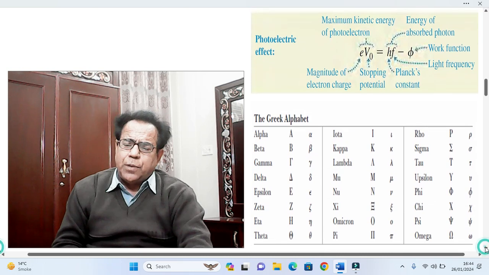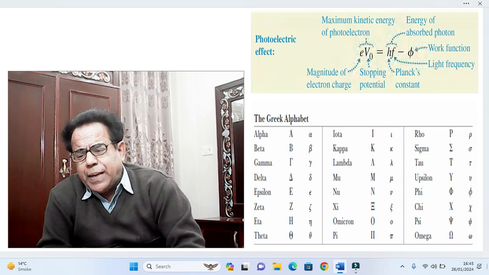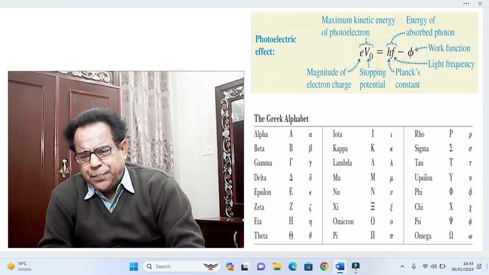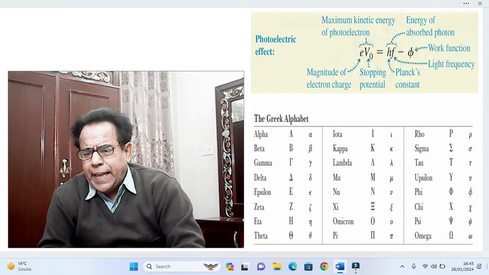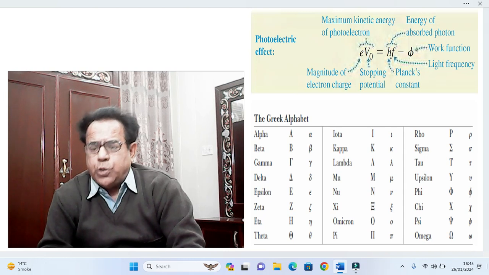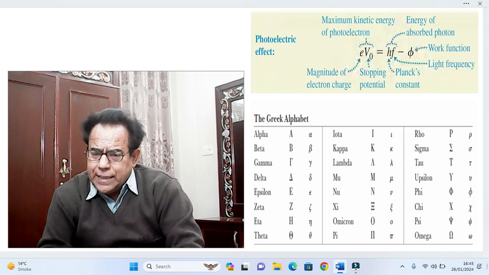The next snapshot is about the photoelectric effect. eV naught is equal to hf minus phi. Here e is the magnitude of electron charge, or magnitude of proton charge, same thing. Moreover, V naught is the stopping potential, h is Planck's constant, f is the light frequency, and hf combined is called the energy of the absorbed photon. Similarly, eV naught combined is the maximum kinetic energy of the photoelectron.